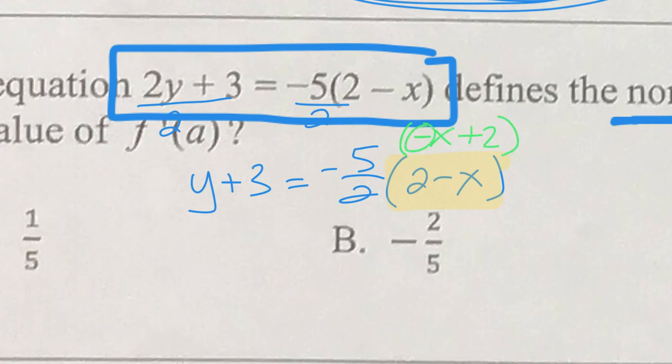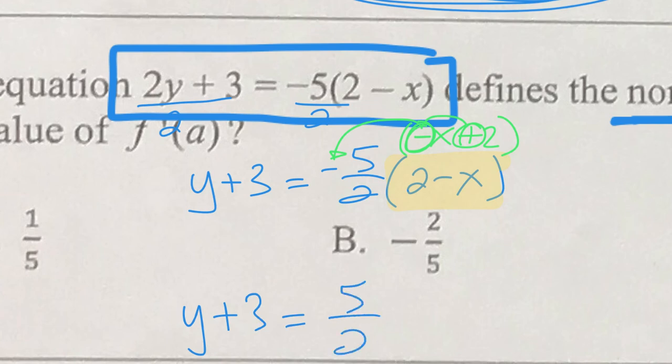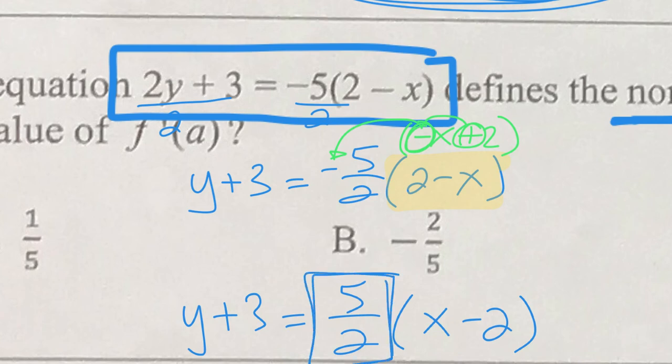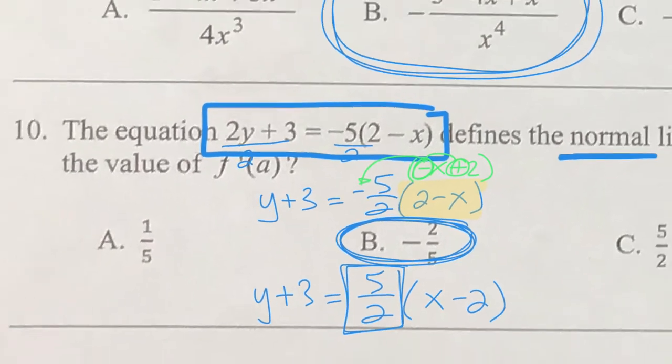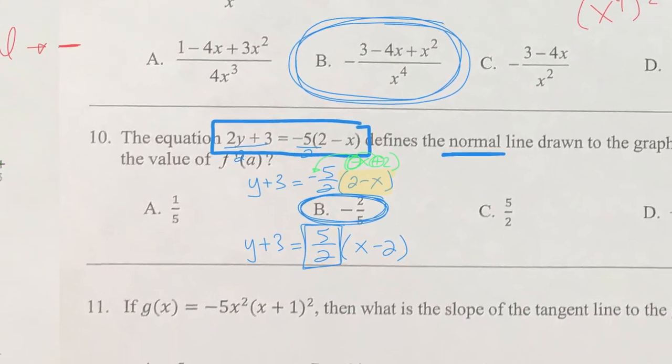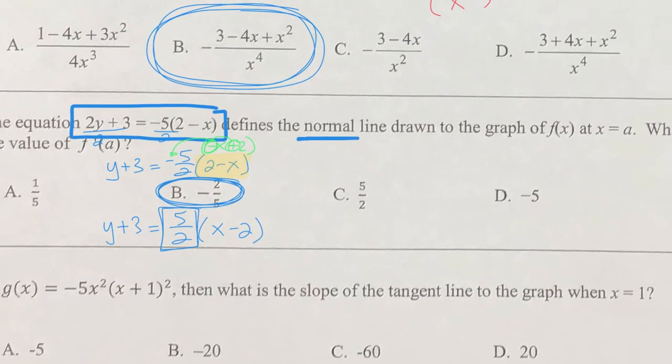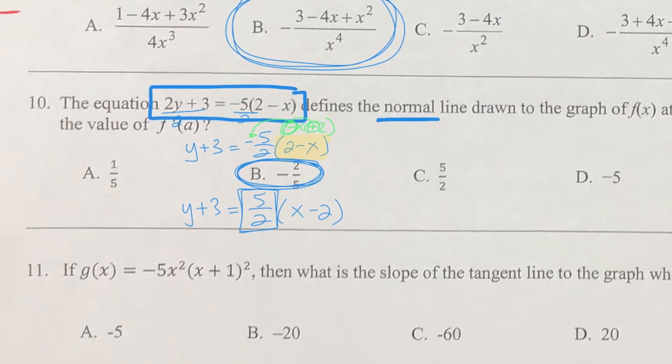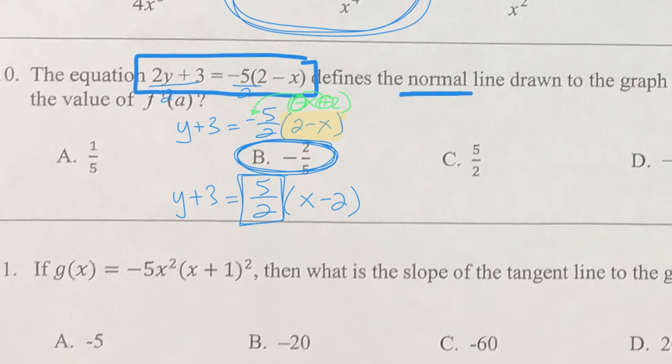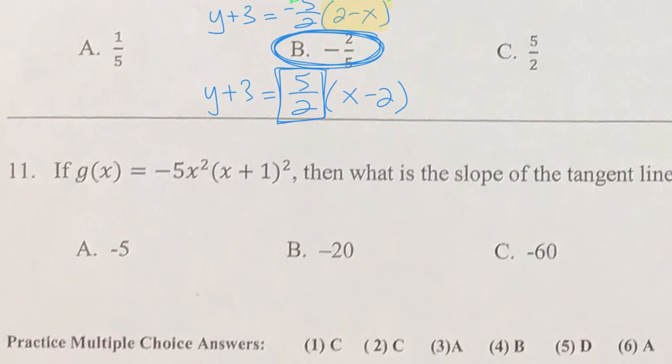So I'm going to pull a negative out of both of these terms in order to fully write it in the correct form. So +5/2 (x minus 2). So if I have a normal line with a 5/2 slope, that means my tangent line will have a -2/5 slope. Okay, what is the value of f prime of a, which is the slope?